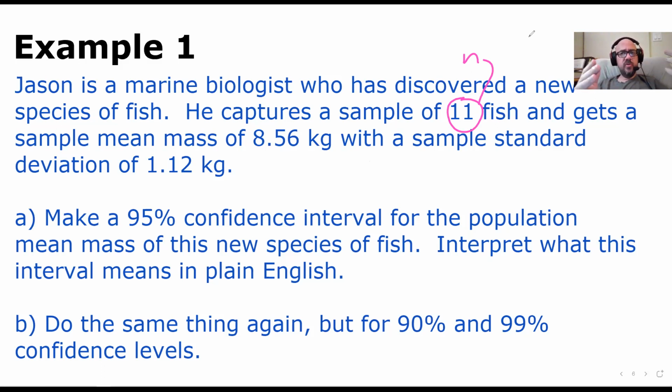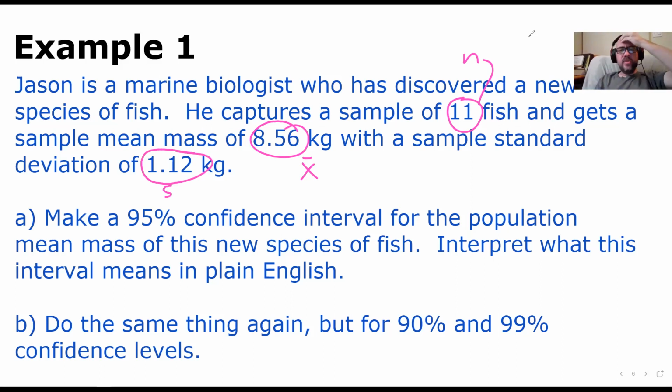So everything he's going to have to speculate about is going to be based on this sample of just 11 fish, right? You can go back and take a bigger sample later, but for the initial observations, it's just these 11 fish. So you get a sample mean mass of 8.56 kilograms, so that's X bar, and a sample standard deviation of 1.12 kilograms, that's S. And we've got N is 11.